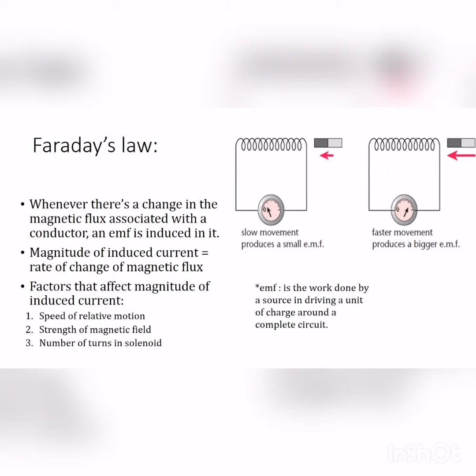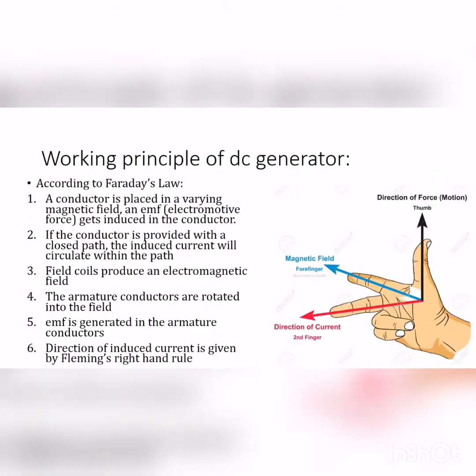of magnetic flux. The magnitude of induced current can be affected by the speed of relative motion between the coil and the source of magnetic field lines, the strength of the magnetic field, and the number of turns in the solenoid. As I have said earlier, whenever a conductor is placed in a varying magnetic field or a conductor is moved in a magnetic field, an EMF gets induced in the conductor. If the conductor is provided with a closed path, the induced current will circulate within the path.